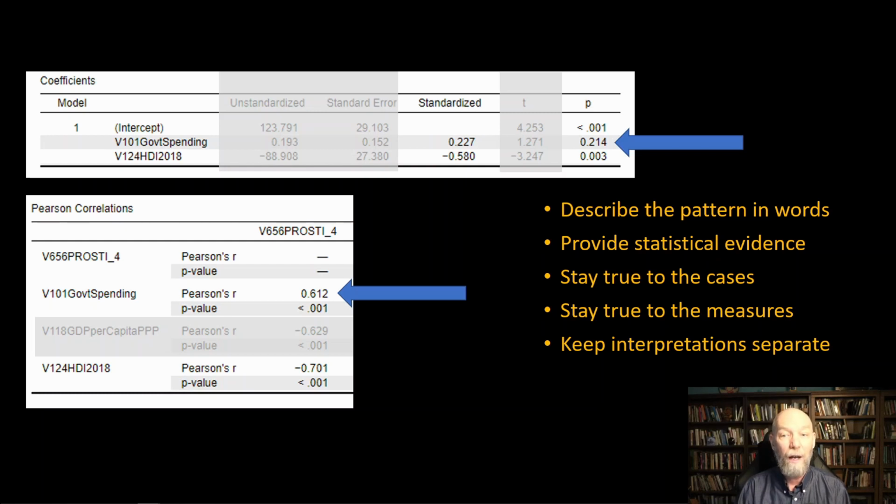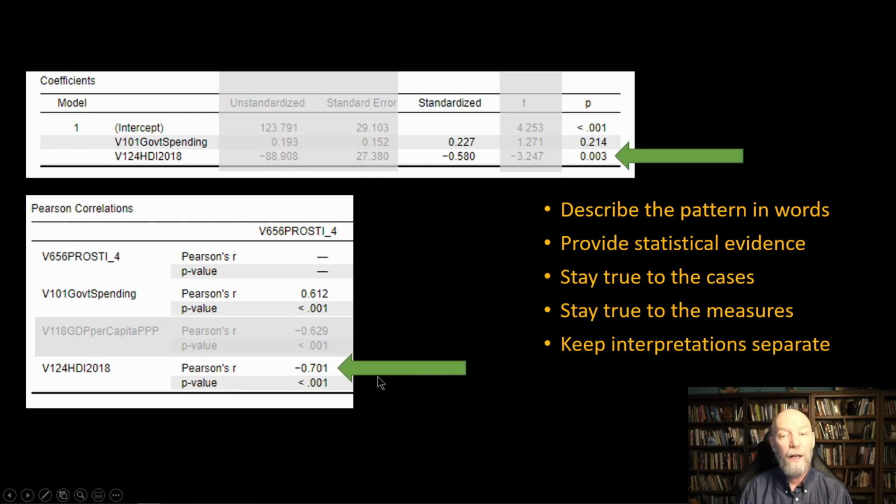The effect went down. It's still positive, but it was larger and it was significant, and now it's quite a bit smaller and it's not significant. Whereas the value for HDI, after controlling for government spending, went from a negative effect that was very strong and significant to a negative effect that was still fairly strong and significant. So controlling for government spending didn't make a really big change in the Human Development Index effect. Controlling for the Human Development Index had a pretty big, notable effect on government spending. And so we can write that up.